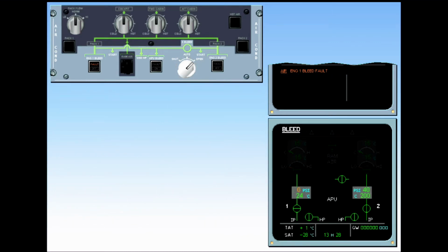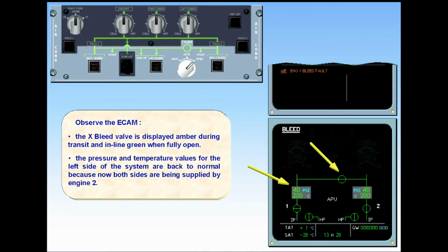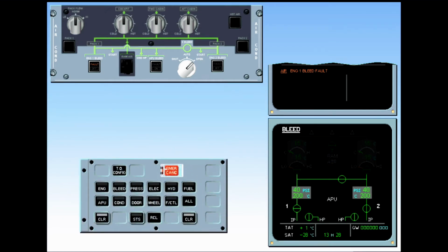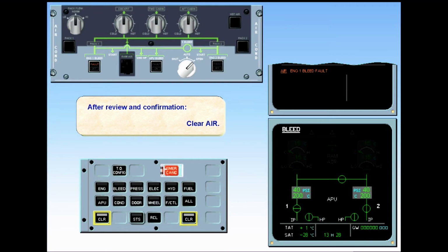Observe the ECAM. The cross-bleed valve is displayed amber during transit and inline green when fully open. The pressure and temperature values for the left side of the system are back to normal because now both sides are being supplied by engine 2. After review and confirmation, clear air.